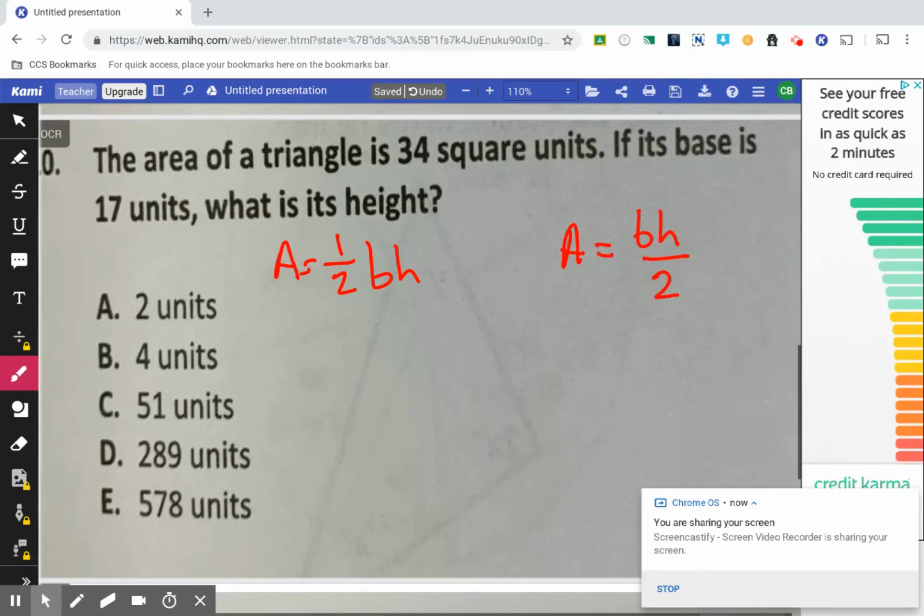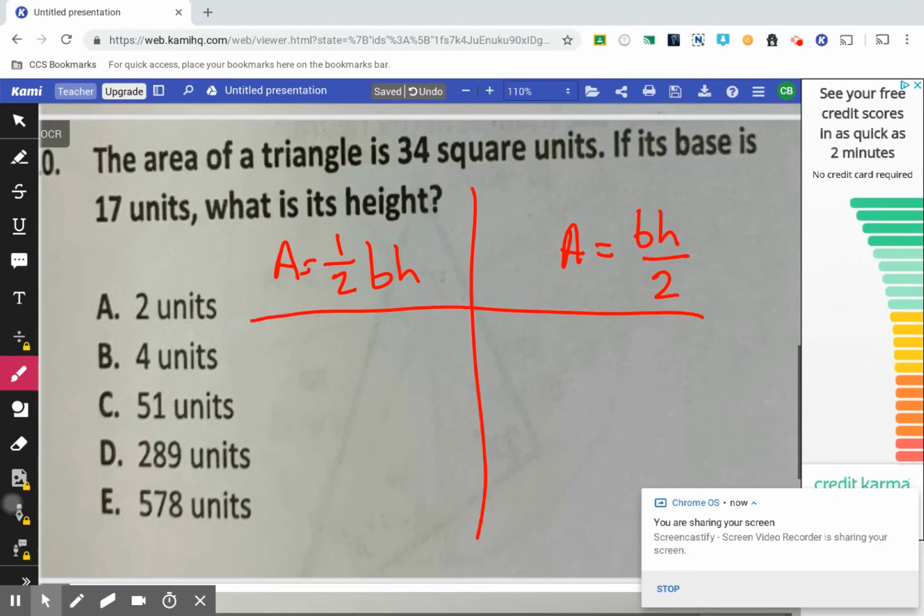All right? It really doesn't matter which one you use here. Okay, so they give us 2 of the 3 variables. We know the area is 34. We know the base is 17. That leaves us 1 variable, h, the height, to solve for if we just plug it in and go find it. Okay, so I'll do the one on the left first, then the one on the right, and I'll show you that it doesn't matter how you look at it.